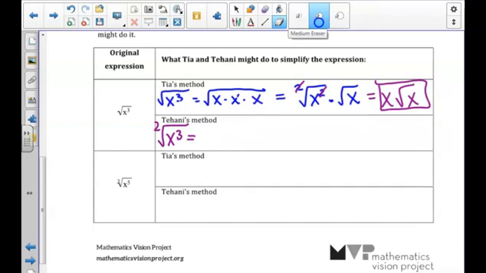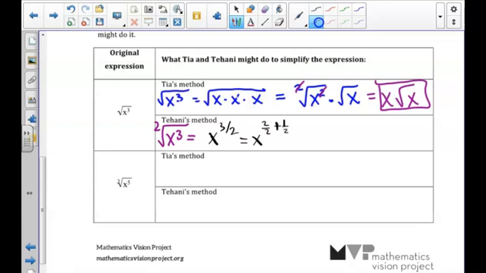So for Tehani's method, if you recall, Tehani prefers to use exponents. So what we're going to do is simplify the square root of x cubed, and we're going to rewrite that as x to the 3/2 power. And x to the 3/2 power is equivalent to x to the 2/2 plus 1/2, because 2/2 plus 1/2 is 3/2.